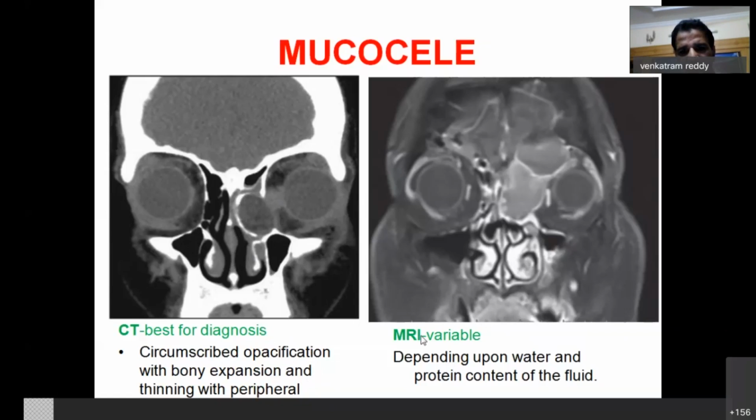The MRI has a limited value in case of mucocele because it is variable. Depending upon the water content and the protein content, the MRI picture varies. The T1 and T2 weighted images are confusing because it depends on what the water content and protein content are. If you have more protein content, the T2 weighted image is more significant. If you have more water content, the T1 weighted image is more important.